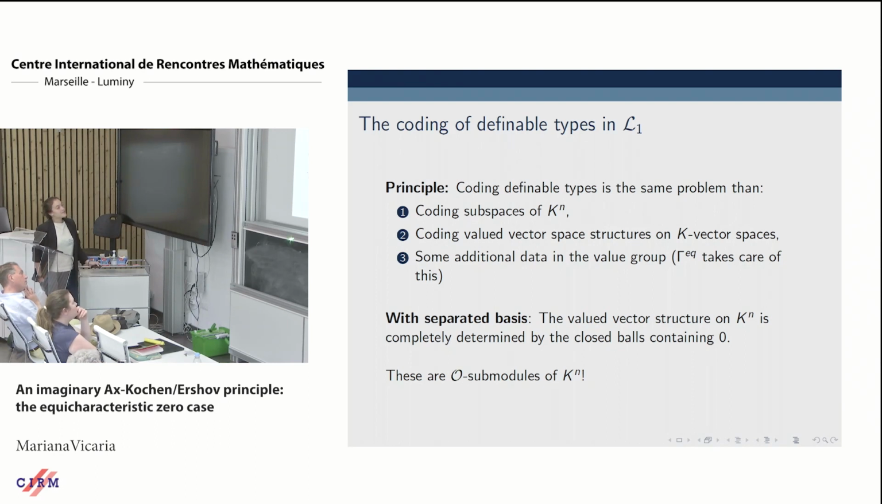But in essence, what you want to code is a valued vector structure on k to the n. This is always completely determined by the closed balls that contain the zero vector. The entire topology is determined by that, and these closed balls are in essence also models of k to the n, and that's why you need to add those. The tricky part was showing that you have separated bases and that you can do all this in a definable way over A.